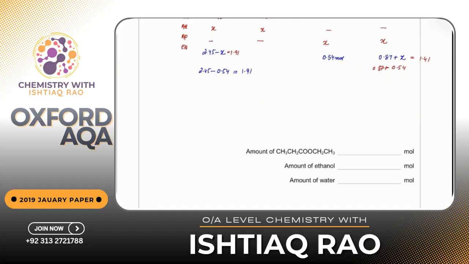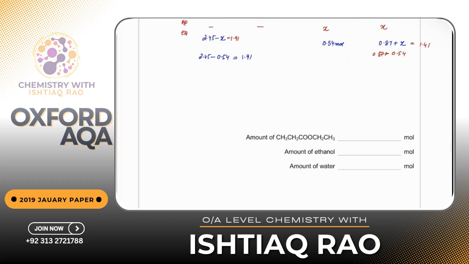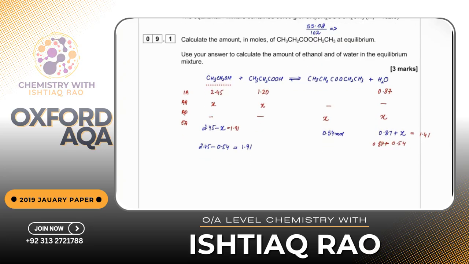Okay, amount of ethanol is 1.91. Before the equilibrium arrow, with the initial amount and the change, you always subtract them, right? Yeah, I subtracted it. Yes. Okay.